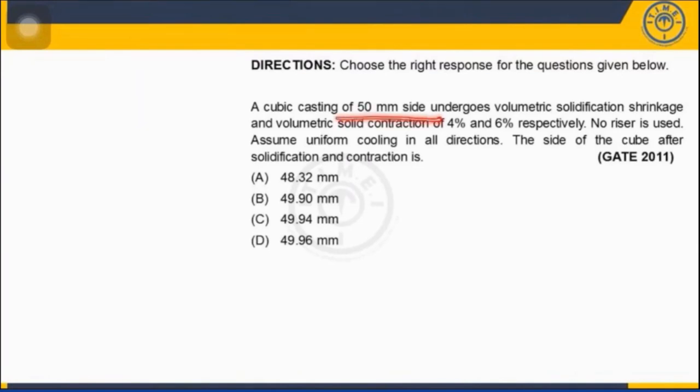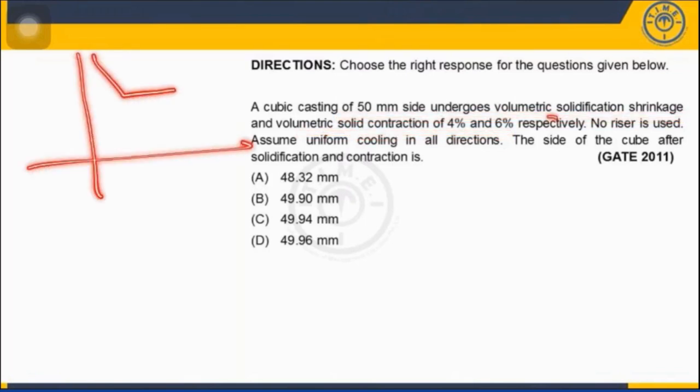A cubical casting of 50 side undergoes volumetric solidification shrinkage and solid contraction. I have already discussed that there are three types of shrinkage. This is called liquid shrinkage, solidification shrinkage, and this portion is called solid shrinkage. So what is the question?